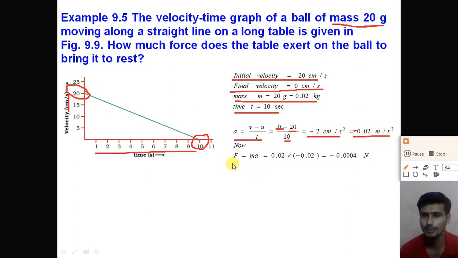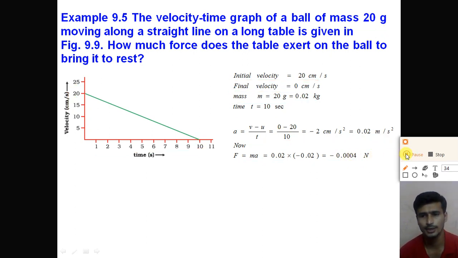Now according to Newton's second law of motion, F is equal to m into a. Here m is 0.02 and a is minus 0.02. We get the force exerted on the ball by the table as minus 0.0004 Newton. So dear student, I hope that you understand all the examples explained in the video.